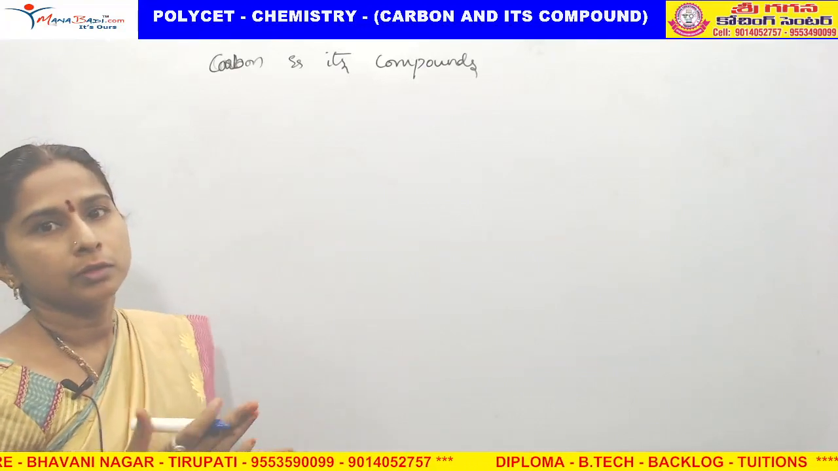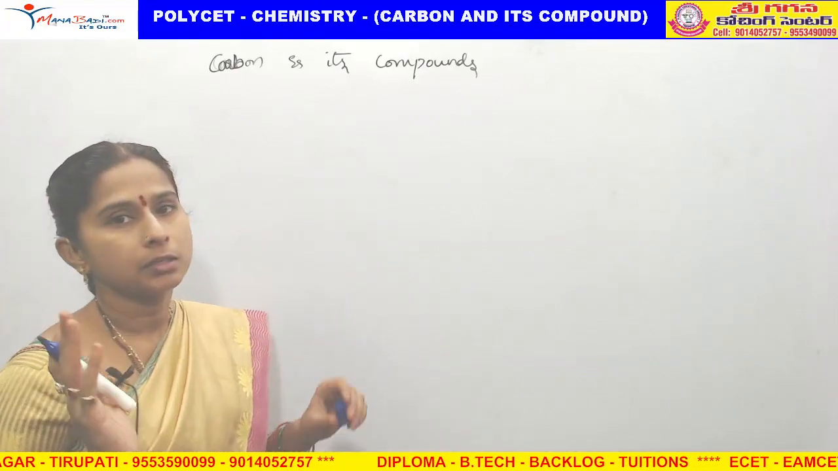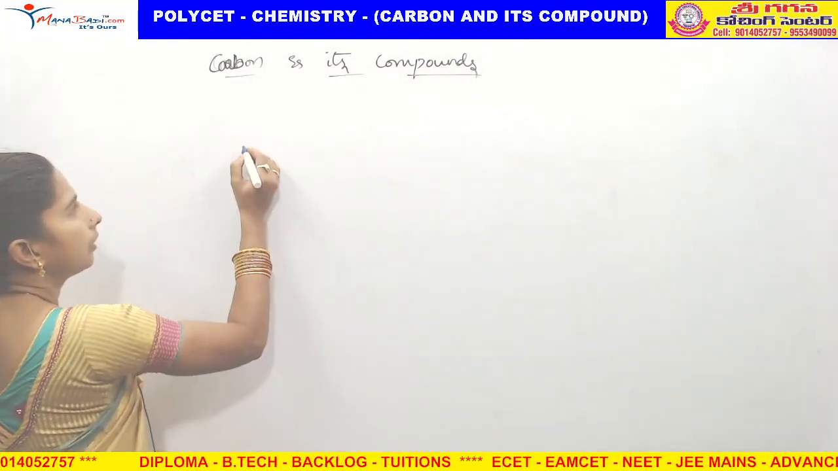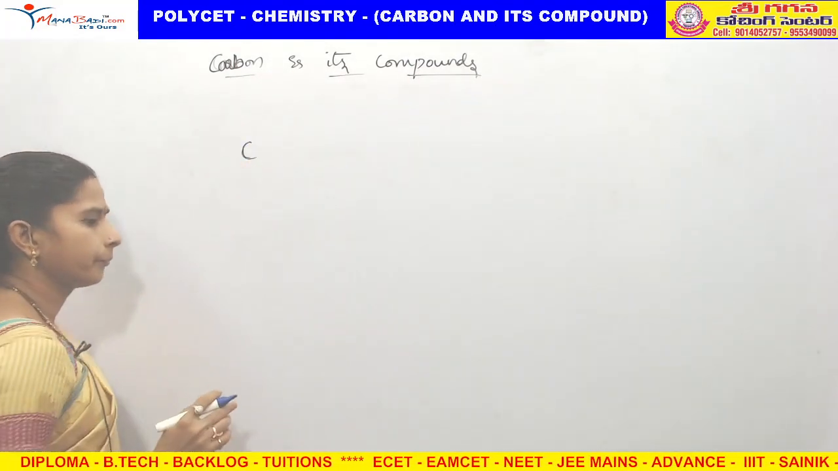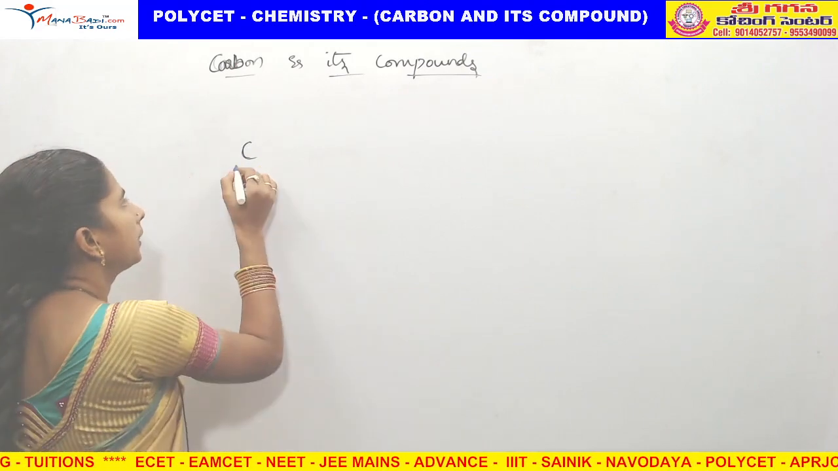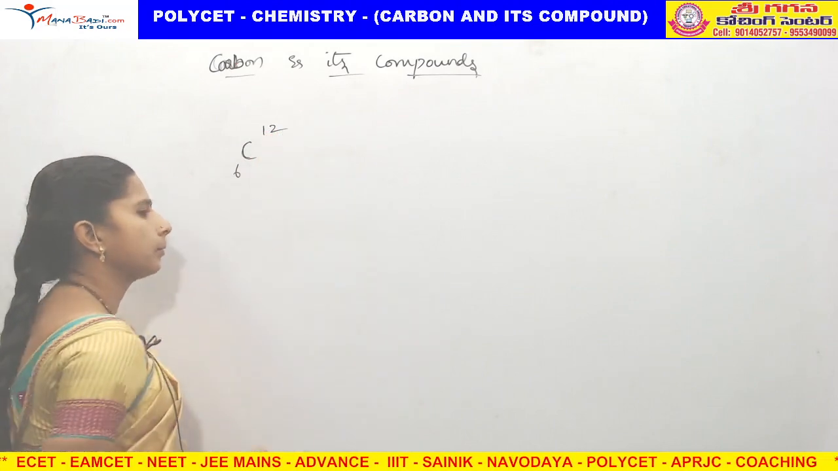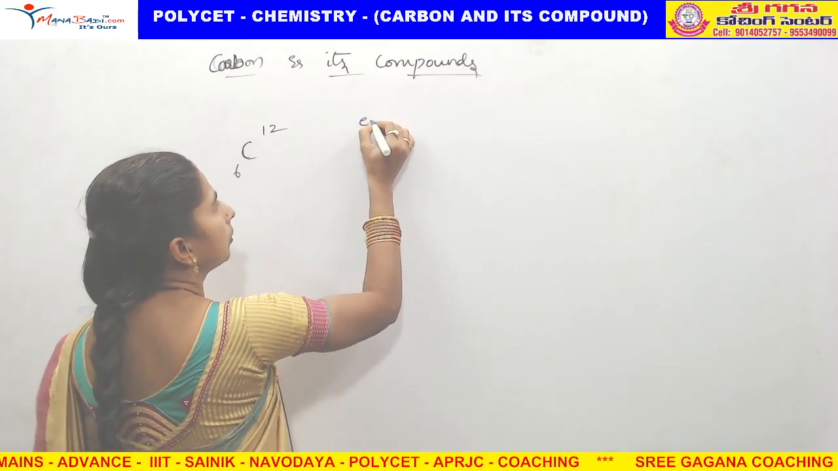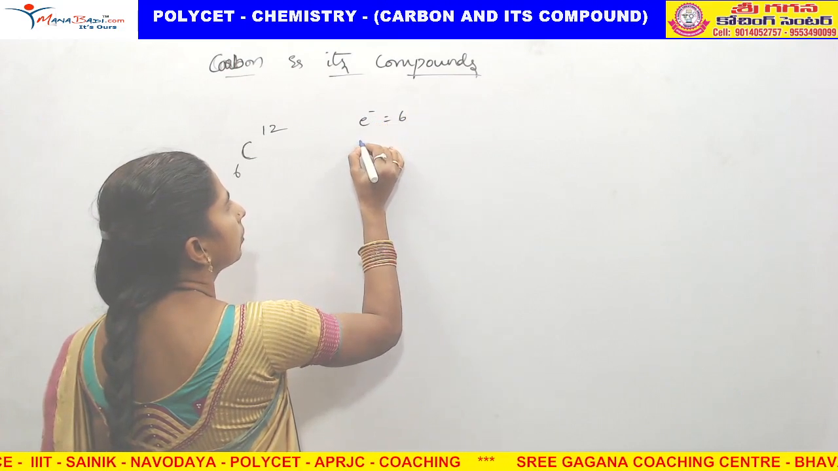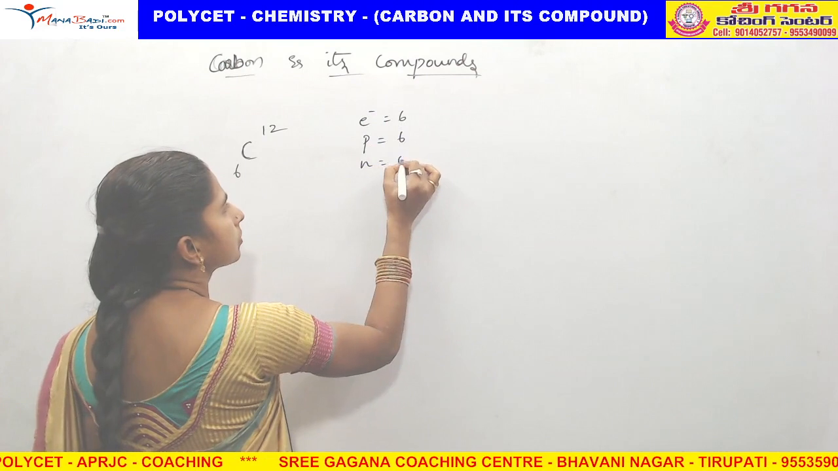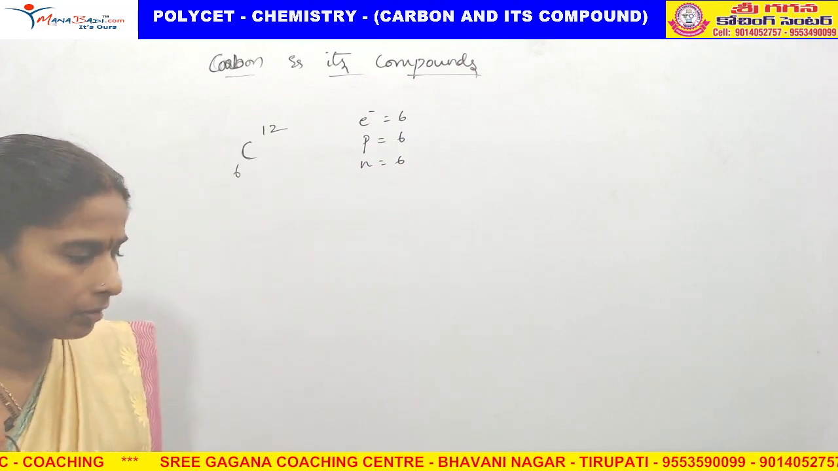Today we are going to discuss carbon and its compounds. In this, what is carbon? Carbon, we know, is an element with atomic number 6 and atomic mass 12. The number of electrons is 6, the number of protons is also 6, and the number of neutrons is also 6 in carbon.